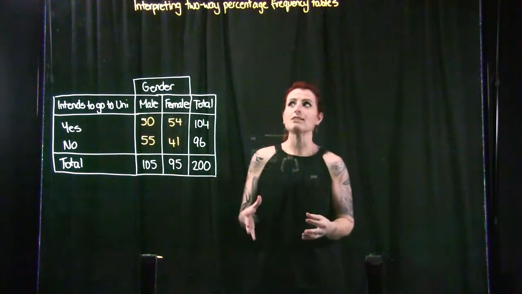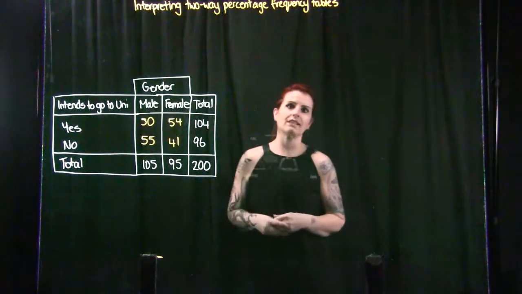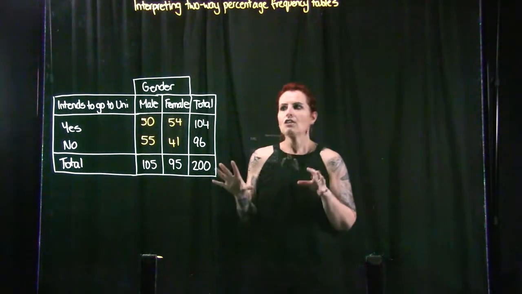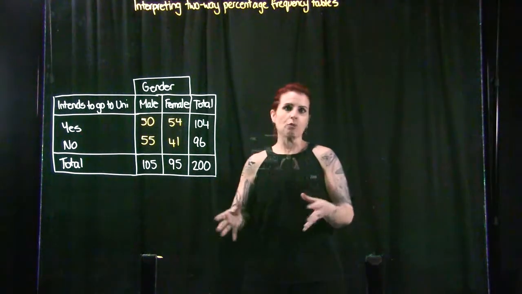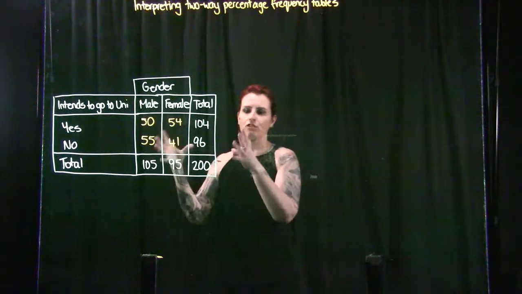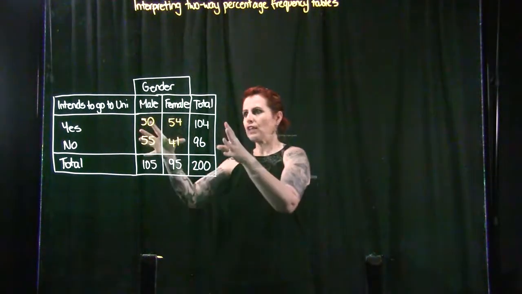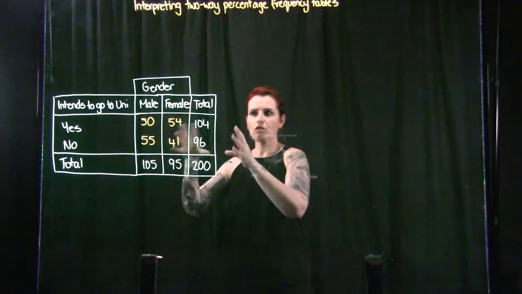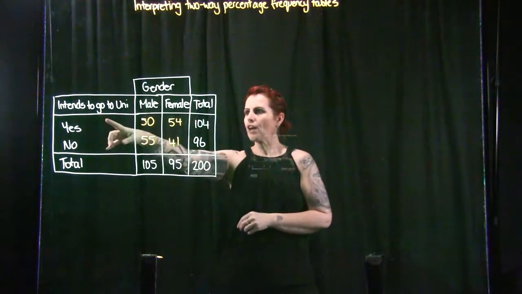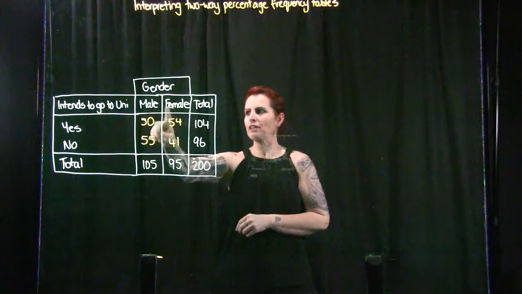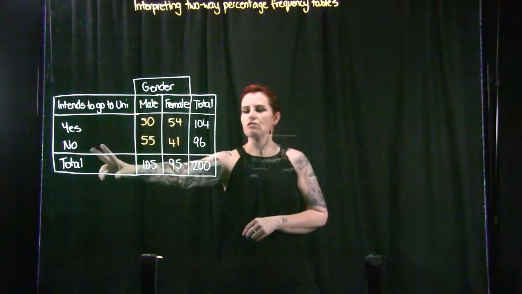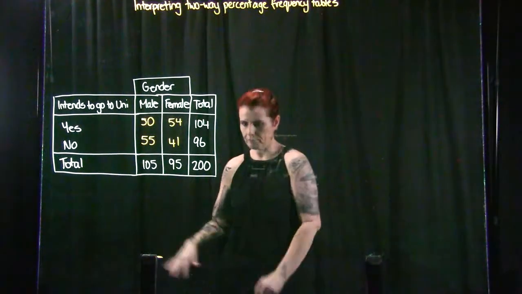Okay, this video is looking at interpreting two-way percentage frequency tables. So now that we've learned how to draw the two-way tables, we're going to look at how to interpret and do some comparisons of data. So I've got over here just a two-way frequency table that puts gender, male and female, with intending to go to university or not, yes or no.